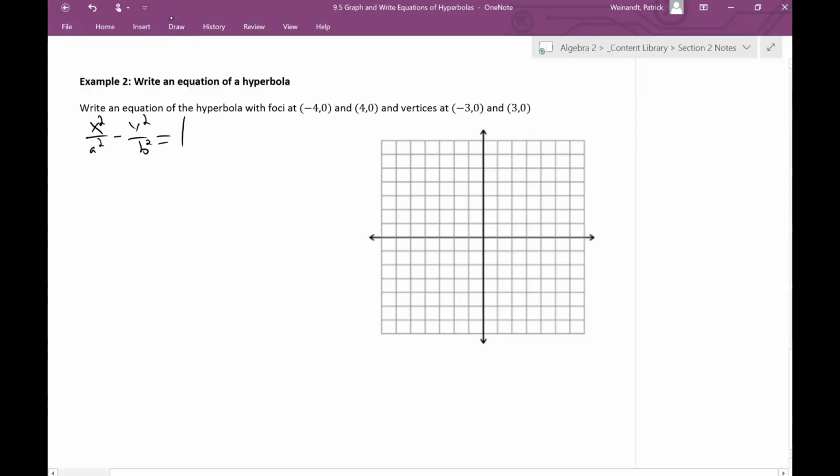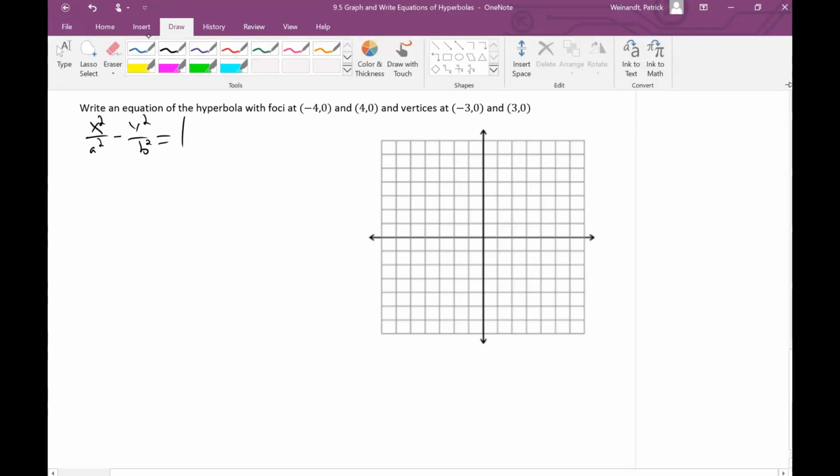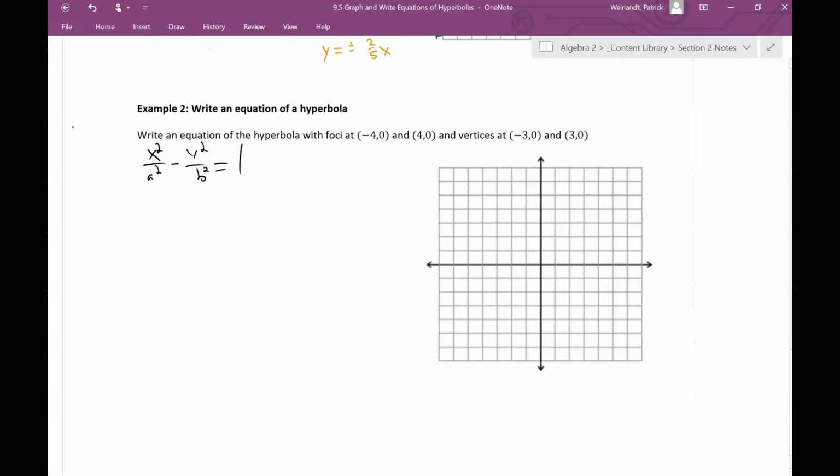And we know that, and I'm going to write that down actually, since the vertices and foci lie on the x-axis, that implies we have a horizontal transverse axis.